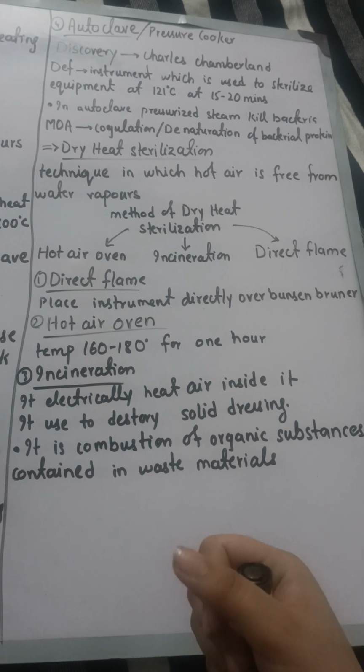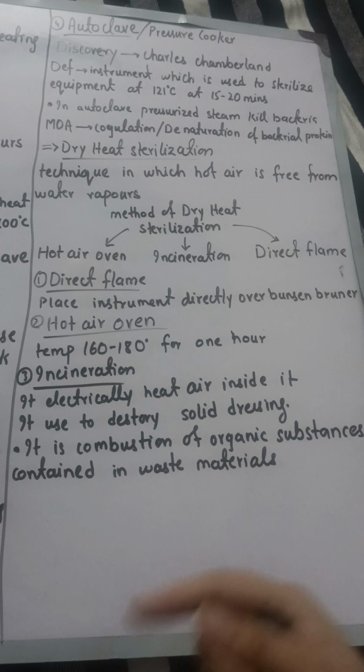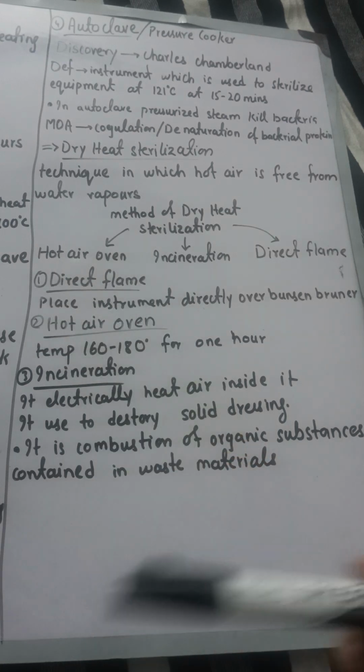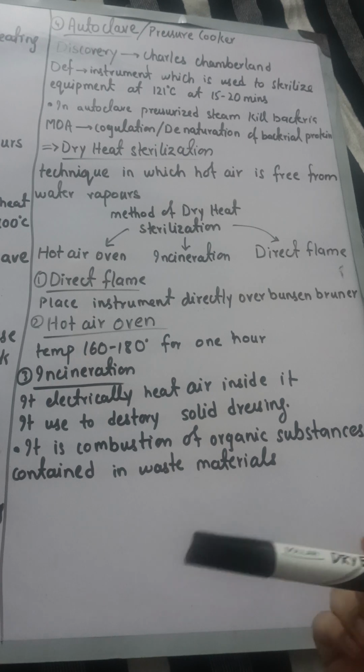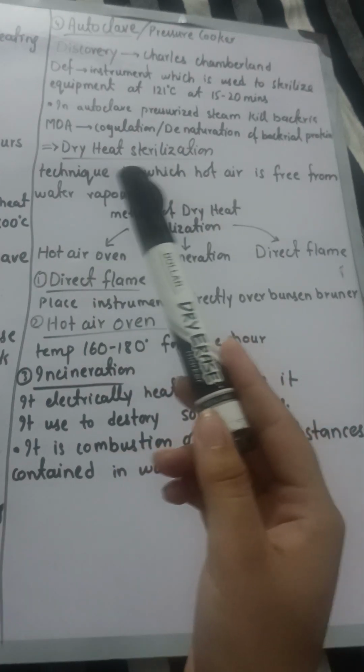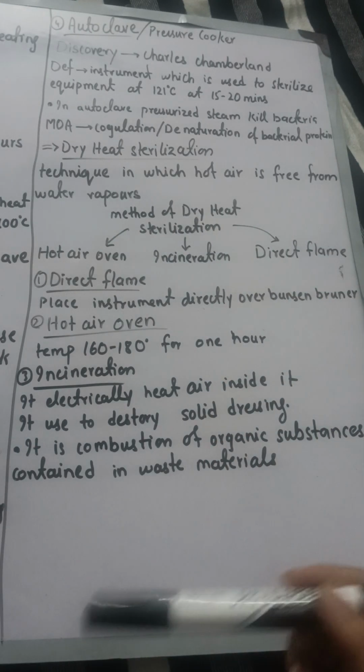So we will increase the pressure inside the pressure cooker or inside this autoclave, and we will decrease the bacteria. What is the mechanism of action? How can the pressurized steam kill all the bacteria? Actually, this pressurized steam causes the coagulation or denaturation of bacterial proteins.